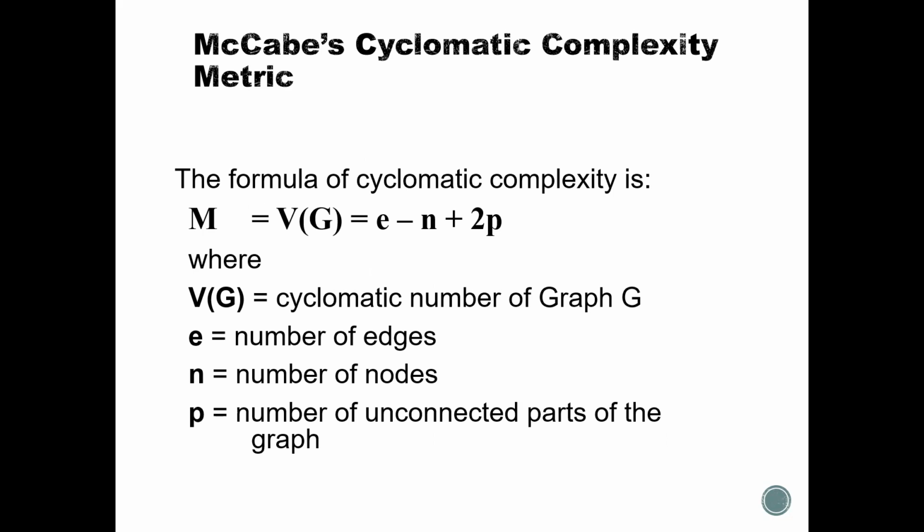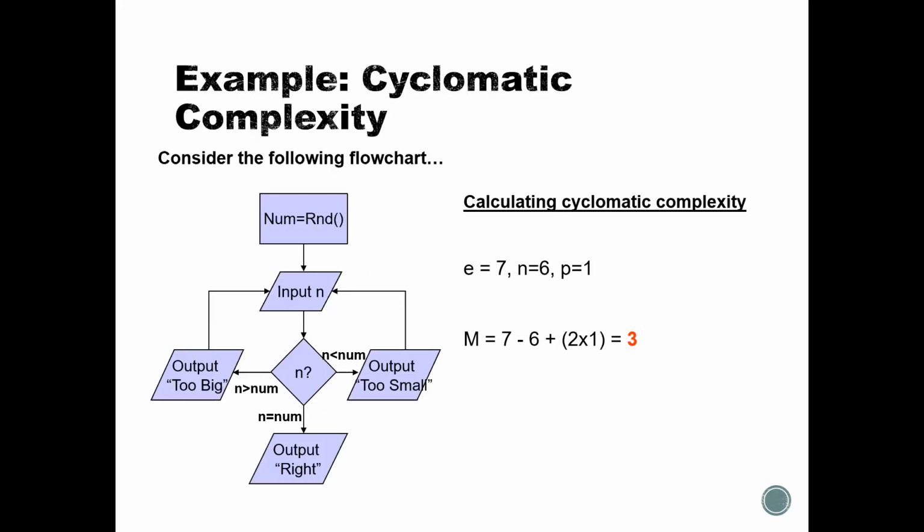So we have a mathematical formula, V of G equals E minus N plus 2P, where E is the number of edges, N is the number of nodes, and P is the number of unconnected parts of the graph. So let's take this example. In this example, we have a flowchart.